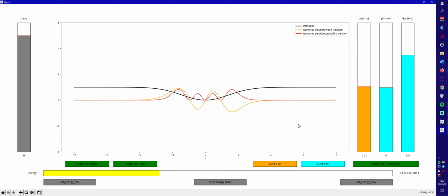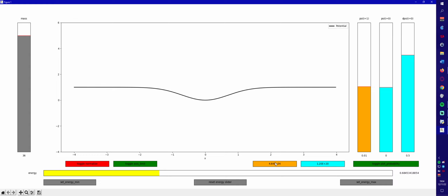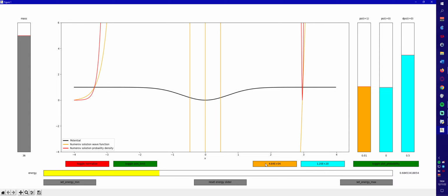We can turn on probability, the wave function squared. We can check the normalization by turning it off, and then this shows the area under the probability curve. Sorry, the square root of the area under the probability curve. So divide the wave function at every point by this value.